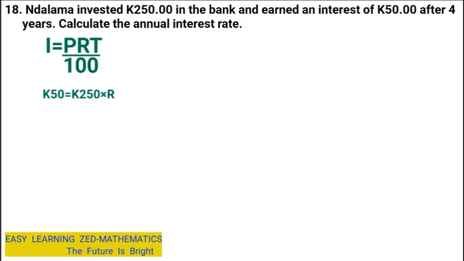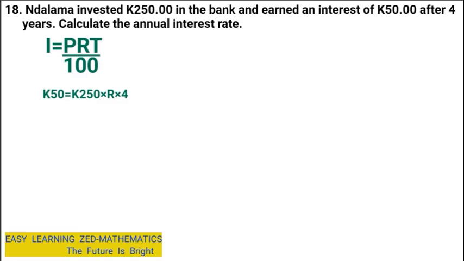Then time, is time given? Yes. When we read the statement, Ndalama invested 250 kwacha in the bank and earned an interest of 50 kwacha after 4 years. So the money stayed in the bank for 4 years. That is the time given, which is 4 years. So we are going to multiply by 4.